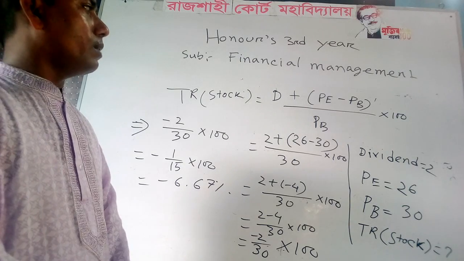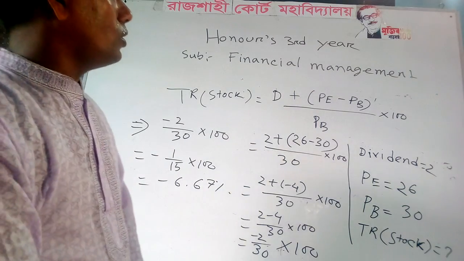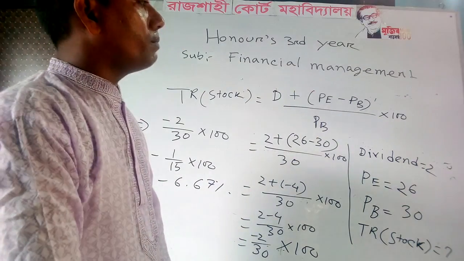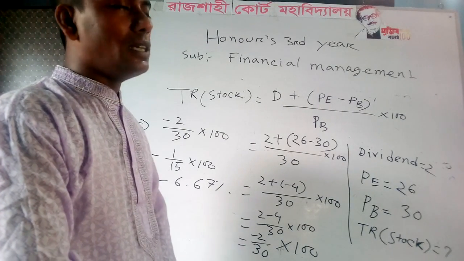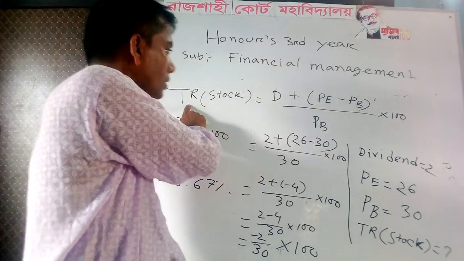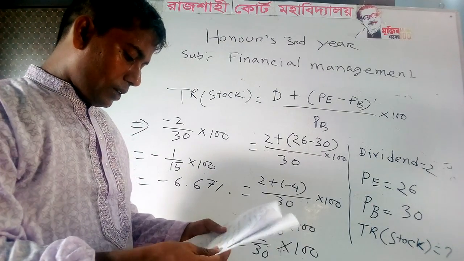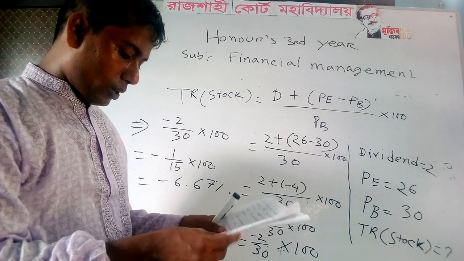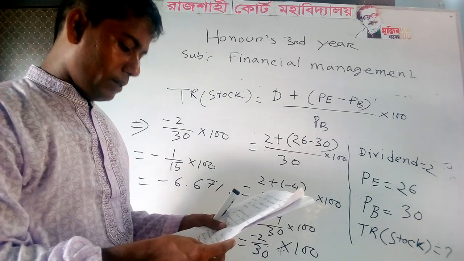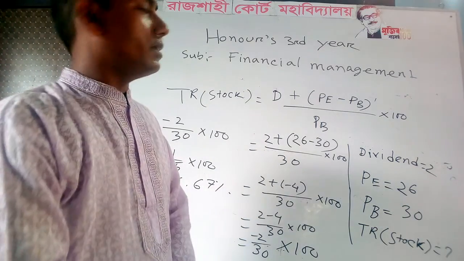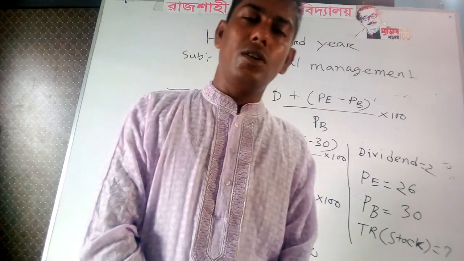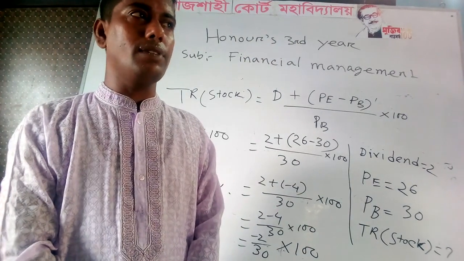We know this problem. Again, we say TR of bond is interest plus PE minus PB divided by PB into 100. TR of stock is dividend plus PE minus PB divided by PB into 100. Please watch the class again and again.